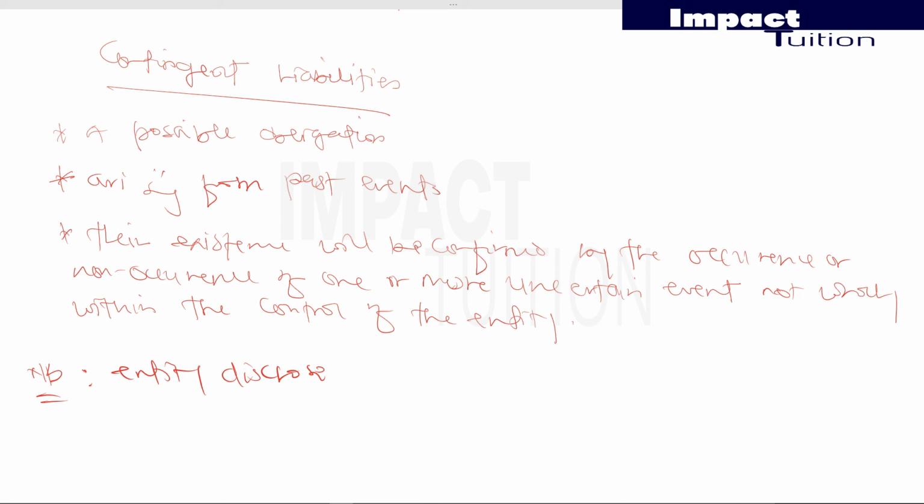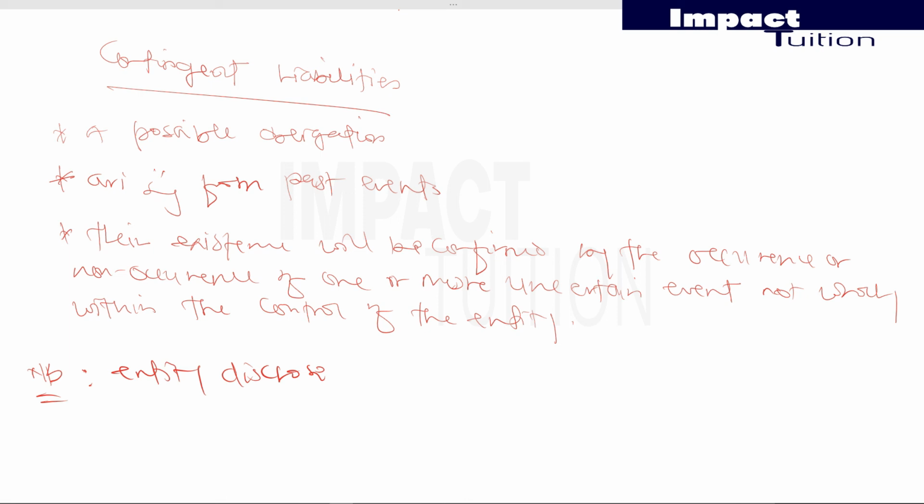So in this situation, us losing the case is dependent on evidence that will surface in future. And that evidence that will surface is not in the control of the entity. So because of that, there will be a contingent liability. The liability may be incurred depending on that evidence surfacing.